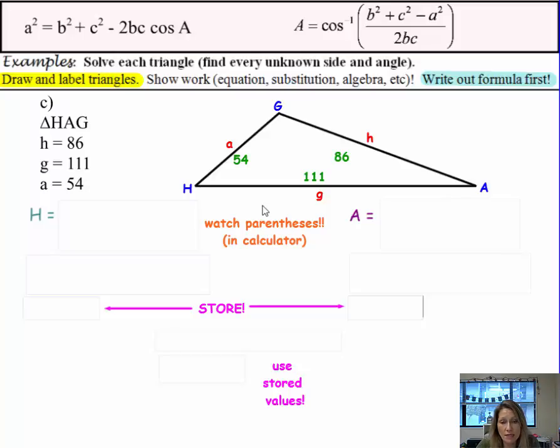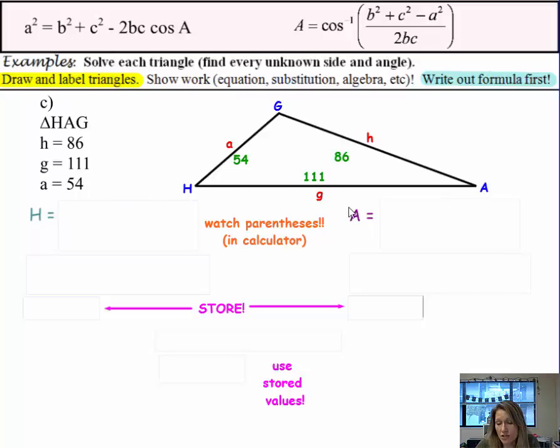All right, so we're going to find the three angles, and it does not matter which one you want to find first. If you want to find H first, great. If you want to find A first, great. You could find G first if you wanted to. For whatever your first two angles are, you're going to need to set up your law of cosines. So go ahead and write out your formulas. You might as well write for both. And when you calculate, just be very, very careful with your parentheses.